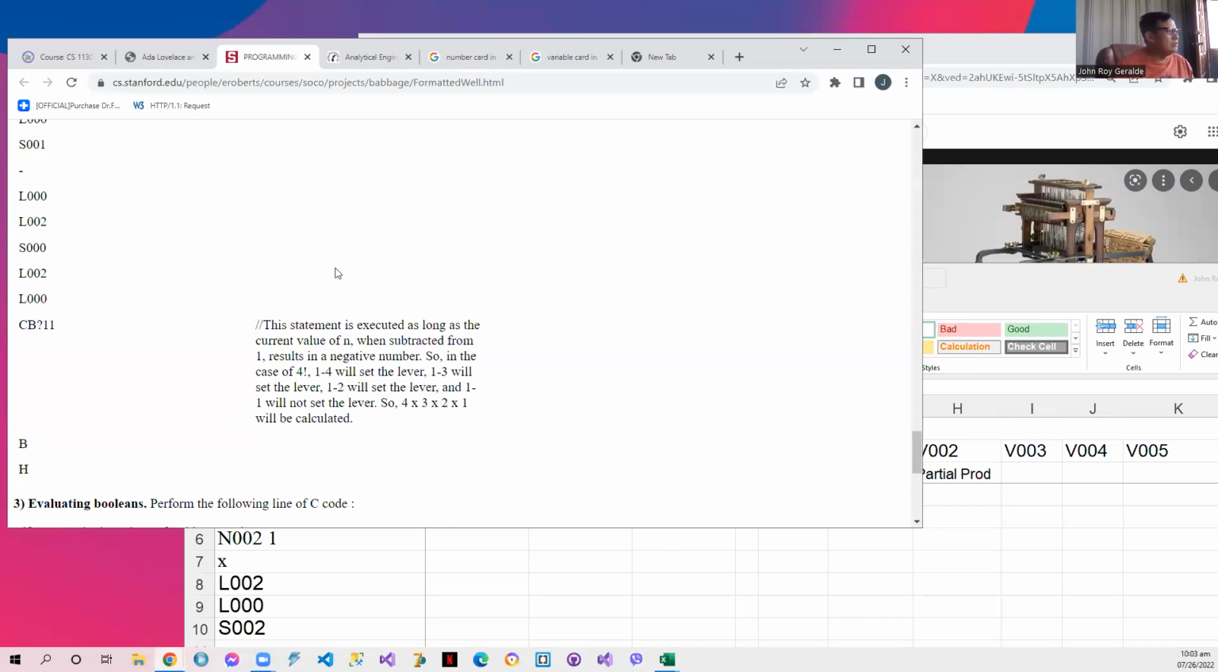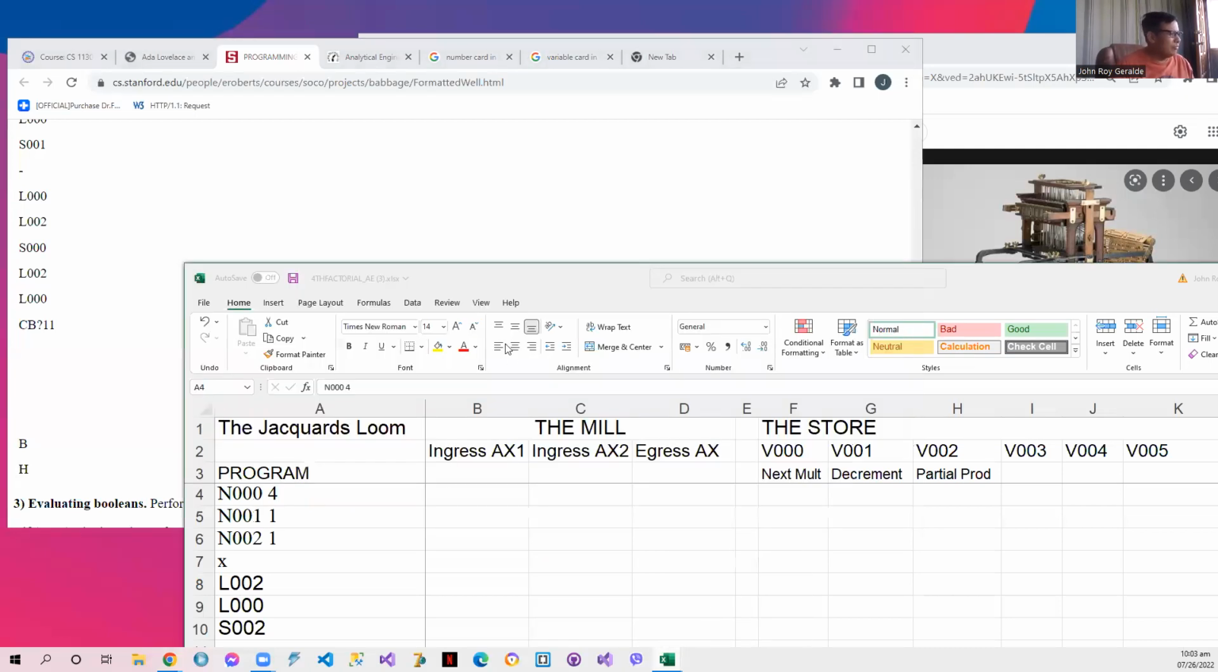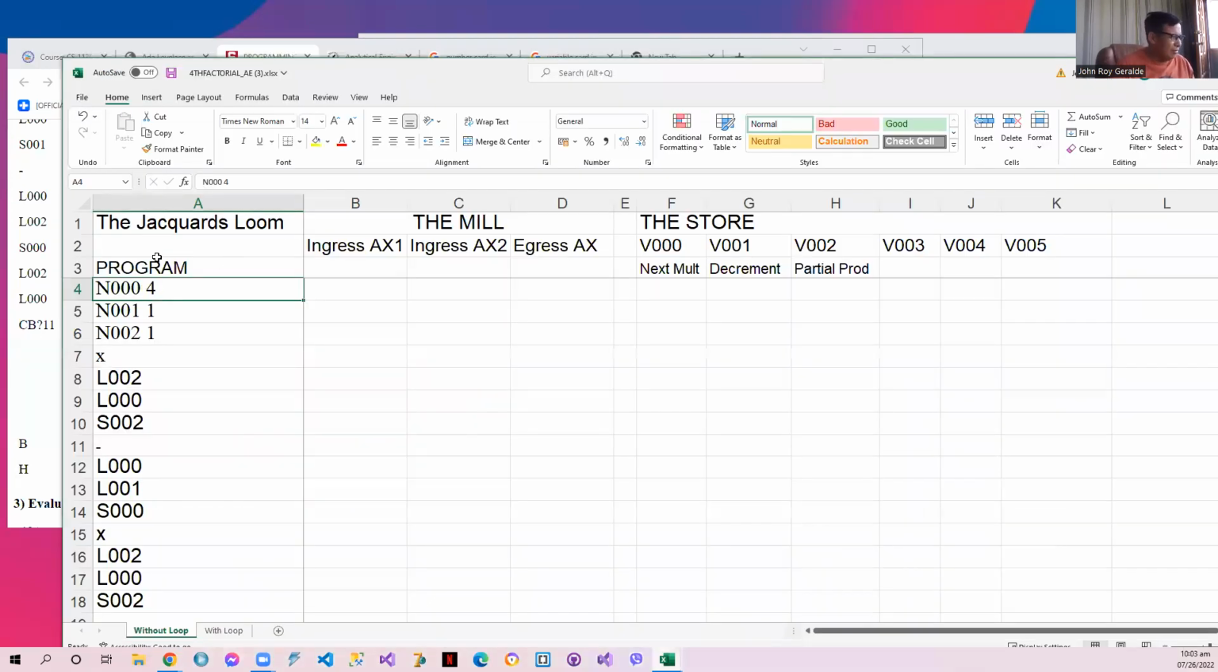Any questions so far? Which brings us to the 4th factorial with loop. You can use 5, or in this case 6, it will compute anything. You know what looping is, right?